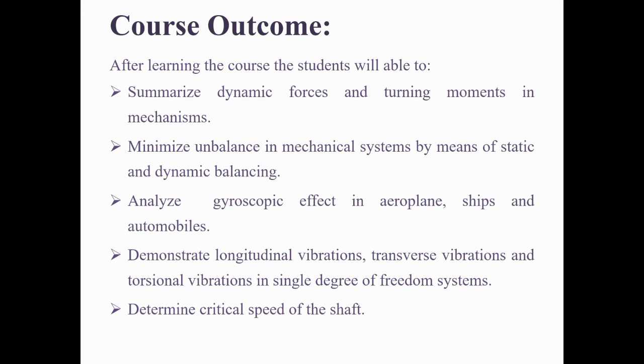Now course outcome. After completing this course, students should be able to summarize dynamic forces and turning moment diagrams in mechanisms. Then minimize unbalance in mechanical systems by means of static and dynamic balancing. Then analyze gyroscopic effect in aeroplane, ship and automobiles. They should also be able to demonstrate longitudinal vibration, transverse vibration and torsional vibrations in single degree of freedom system. And they should also be able to determine critical speed of shaft.